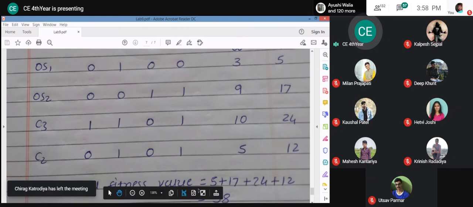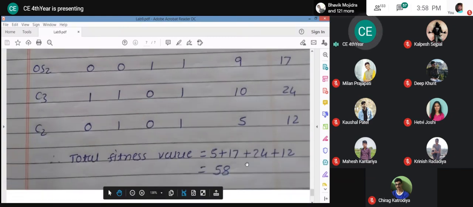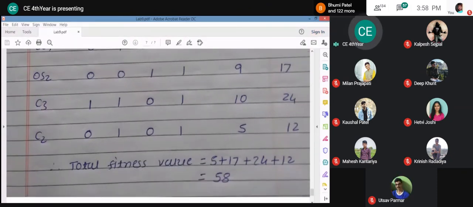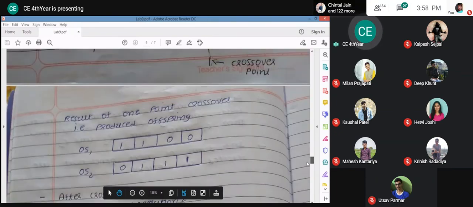And once all 4 populations are selected, what is the total fitness value? Here the total fitness value you are getting is 5 plus 17 plus 24 plus 12, so you are getting 58. After the mutation you are getting 58, everyone.